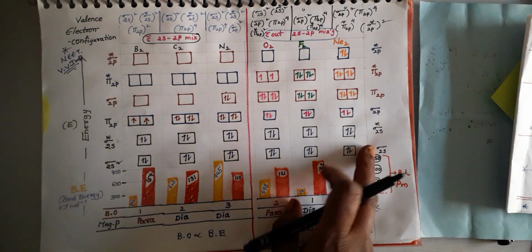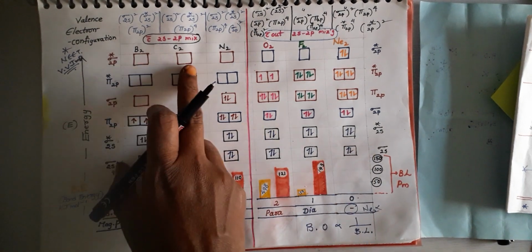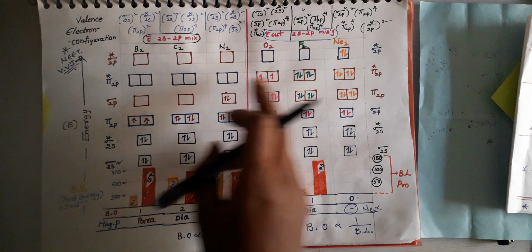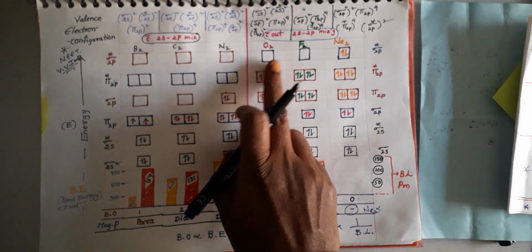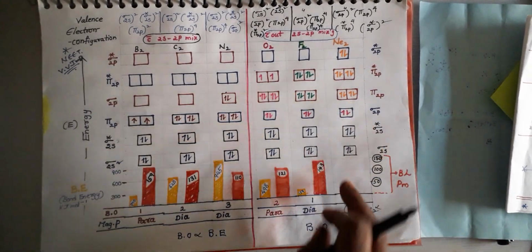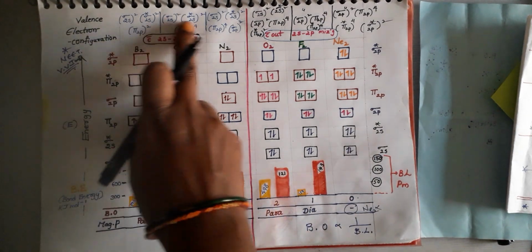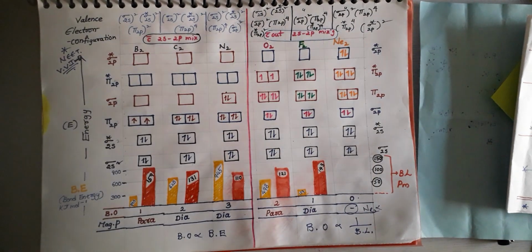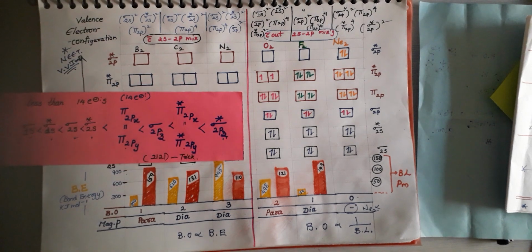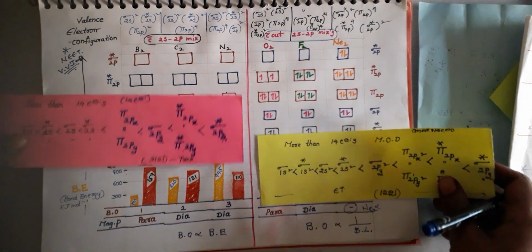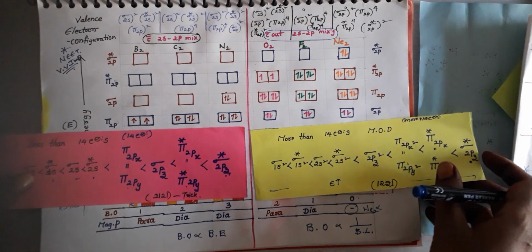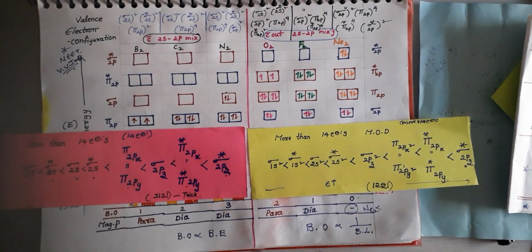Boron, carbon, nitrogen have 2s-2p mixing orbitals. But oxygen, fluorine, neon have no 2s-2p mixing. If you have any doubt, see here, this is the valence electronic configuration. This is for less than 14 electrons, and this is for more than 14 electrons. At one time we may learn these two types of molecular orbital diagrams.